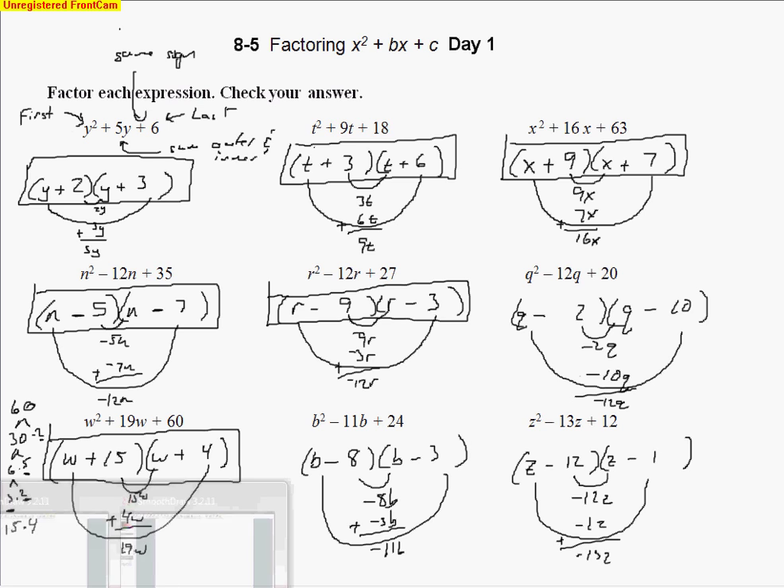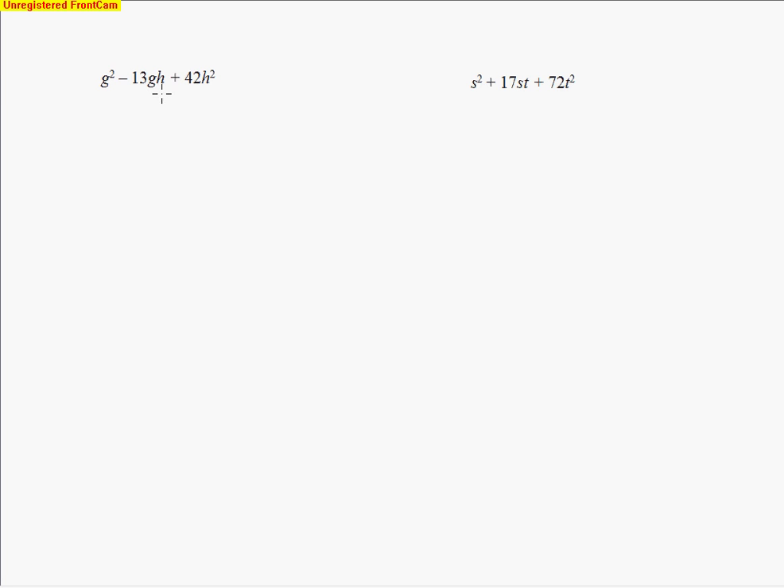So let's take a look at the last type of problem here. What's different about this is that we have the extra variable. So what it's going to look like is this. We've got g squared is g times g. We know the signs because the last number is positive, so that tells us that both signs are going to be negative since they have to be the same sign, but they add to make a negative. So when I get 42, I'm going to try 6 and 7 to make 42, but I need to make an h squared, so it's got to be 6h and 7h will multiply to make 42h squared.